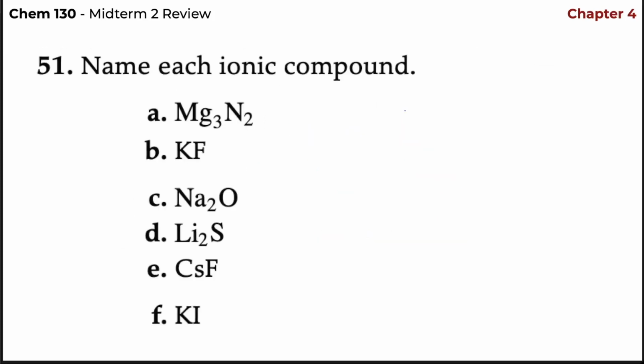Alright, this one's pretty straightforward. Since it's ionic compounds, you basically just have to write what you see. And for all of them, we're going to use "-ide" to end it. What does that mean? Well, I'll show you. So magnesium nitride. There we go. "-ide", right?